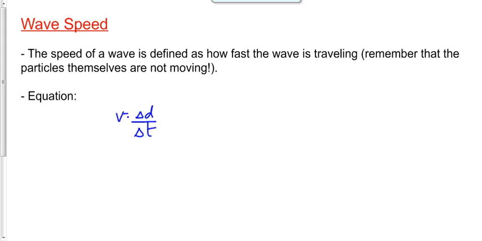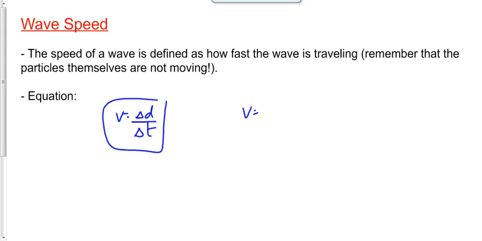But as long as the medium stays the same, as long as what it's traveling in stays the same, then the speed of the wave doesn't change. Medium stays the same, speed stays the same. v equals delta d over delta t. Now, we're going to tailor this equation to wave motion. This is a general equation that's valid anytime something, including a wave, is traveling at a constant speed. So we can use this here. But we can also tailor this to make it unique to wave motion.